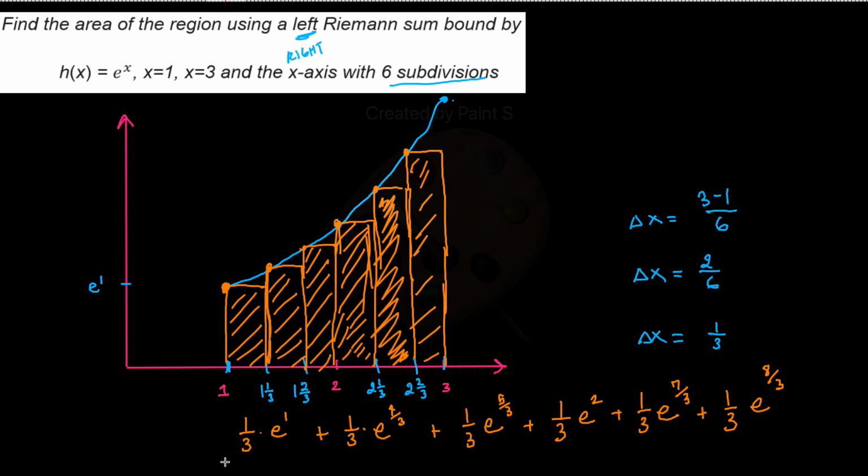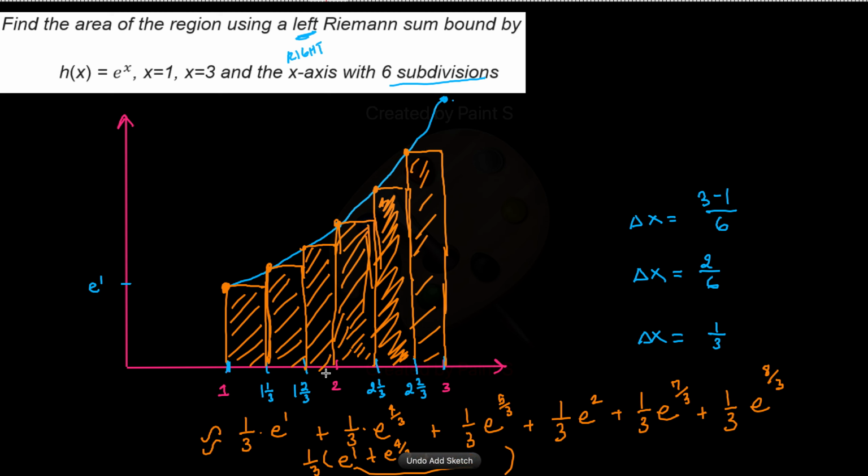And whatever this is, it's an approximation for the area underneath the curve, and that would be your answer. You could factor out the 1/3 and then just use the calculator to get e to the 1 plus e to the 4/3 plus e to the 5/3 plus e to the second plus e to the 7/3 plus e to the 8/3. So you don't have to do that multiplication each time, right? You could factor out that 1/3. And this is using left endpoints, and you put the whole thing, the e to the 1 plus the e to the 4/3 and so forth, and that would be the approximation using left endpoints.